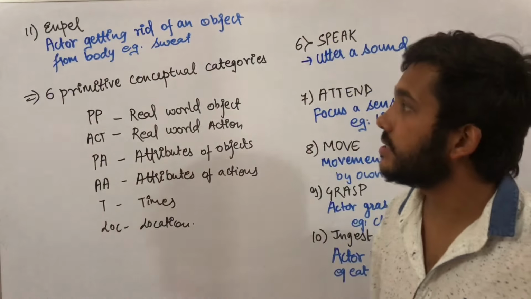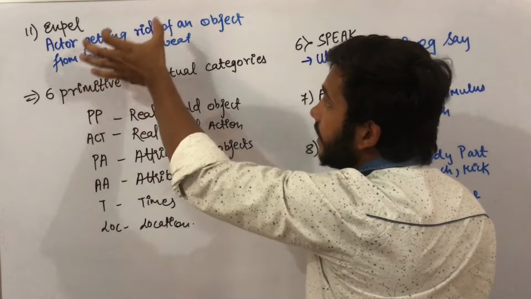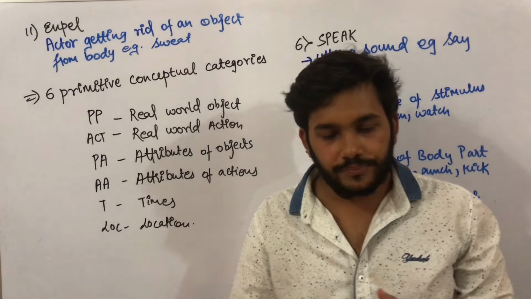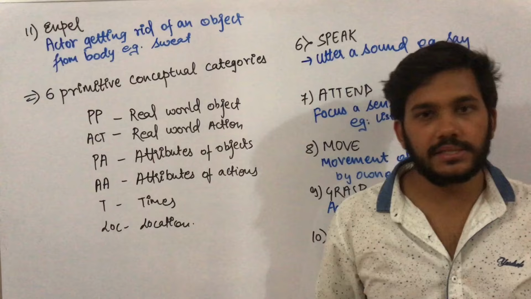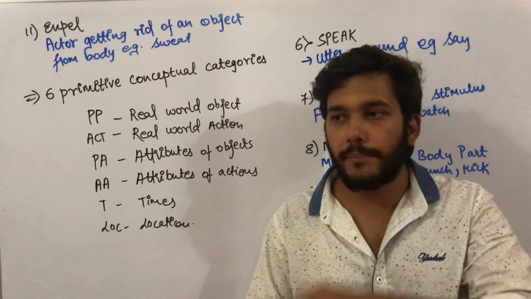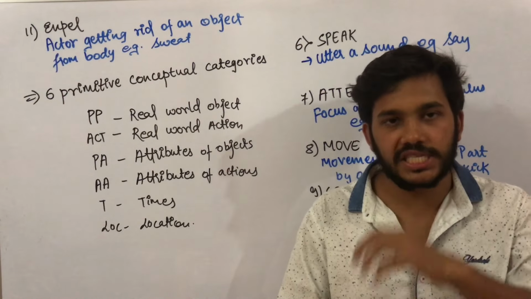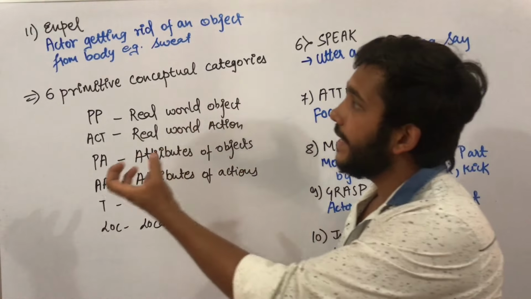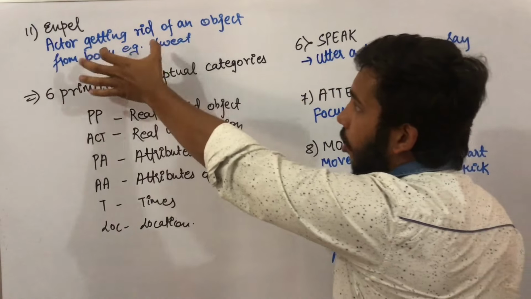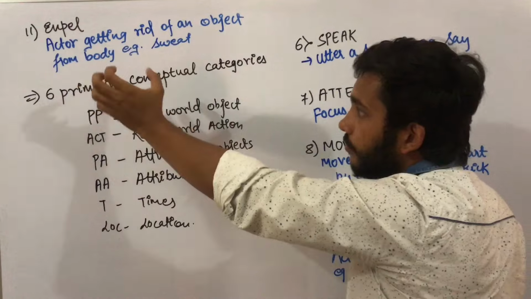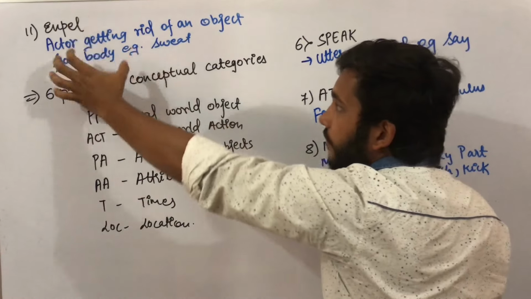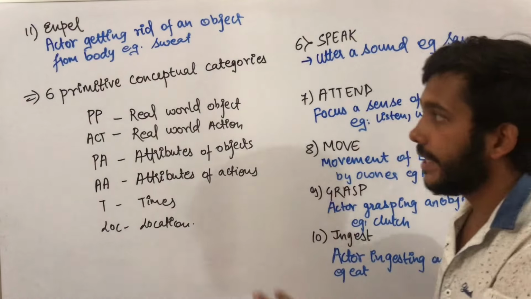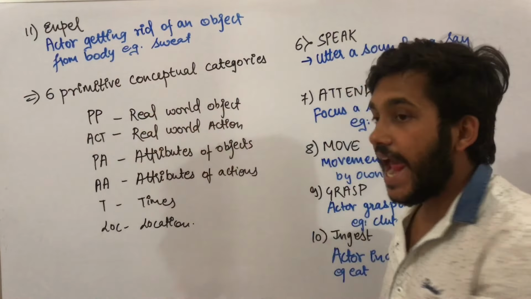Eleventh and the last is expel, that is, actor getting rid of an object from the body. Now the summer has come and sweat is coming out of my body. That is, I am expelling sweat from my body. Or in any situation in which an object is getting rid from the body, we are going to use expel. These were the 11 categories of primitive actions.